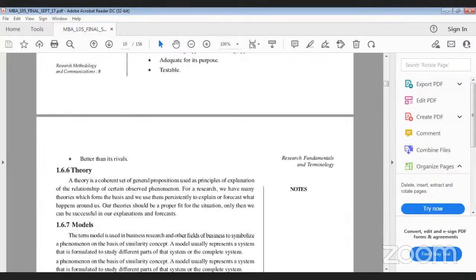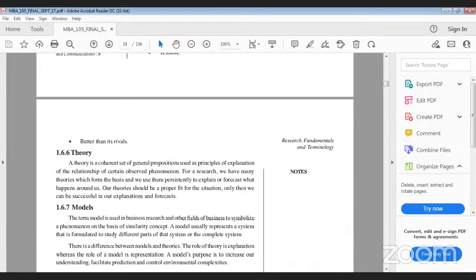Next point is theory. A theory is a coherent set of general propositions used as principles of explanation of the relationship of certain observed phenomena for our research. We have many theories which form the basis, and we use them to explain or forecast what happens around us. Our theory should be a proper fit for the situation. Only then can we be successful in our explanations and forecasts.